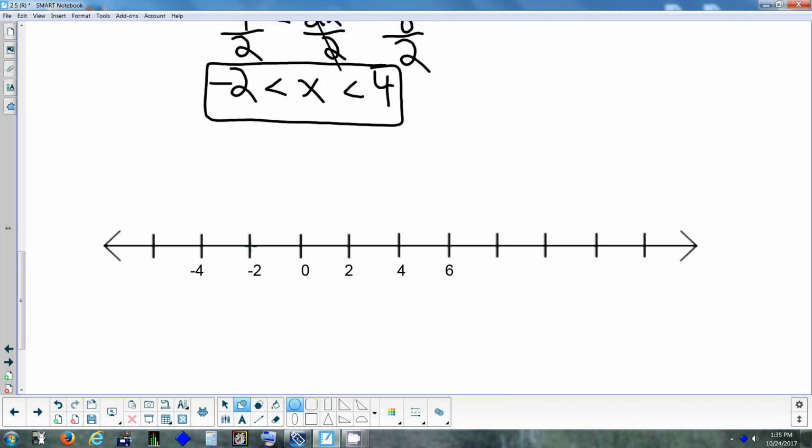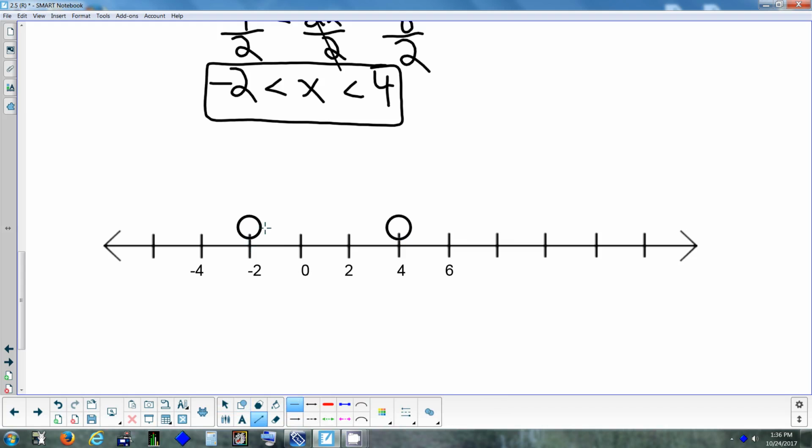Alright, so, Connor, where should one of my dots be and what kind of a dot should it be? Open on -2. Nice job, buddy. Mackenzie, Connor just did this one for me. Open at -2. What other number should I be putting a dot at and what kind of dot? Nice. Open circle at 4. Very good. We know it's an and, so what's going to happen, Nathan?